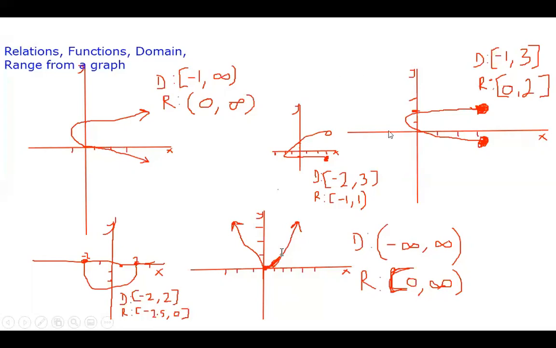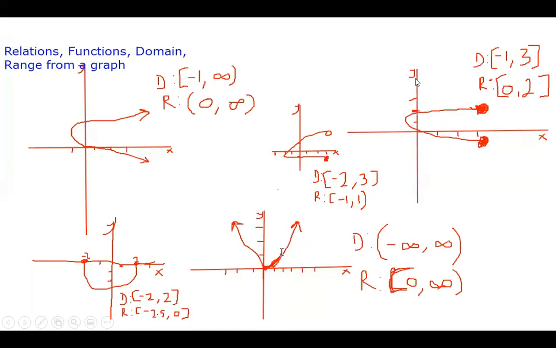Then, if you look at this bottom graph here, and we were to draw a vertical line down the graph, it's touching only one part of the graph. So because it's touching only one part, it's touching the vertical line at one point, then this is a function.